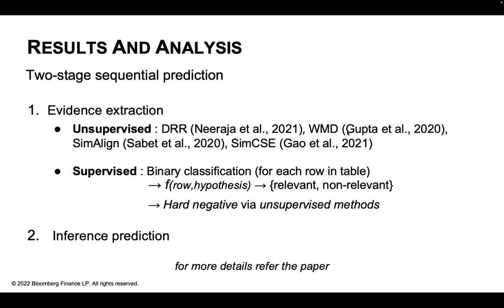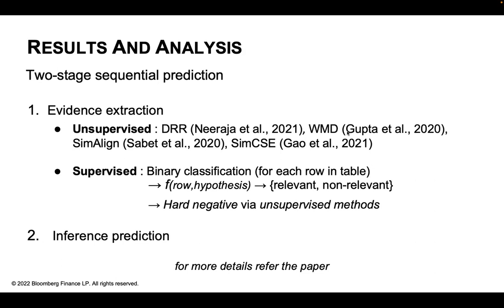One is unsupervised, second supervised. In unsupervised, we tried various approaches like distracting row removal and word mover distance, which are non-transformer based. We also tried some transformer based approaches like sim-align and sim-CSC. For the supervised approach, we basically train a binary classification problem which takes each row and hypothesis and predicts whether it's relevant or not relevant to the hypothesis.